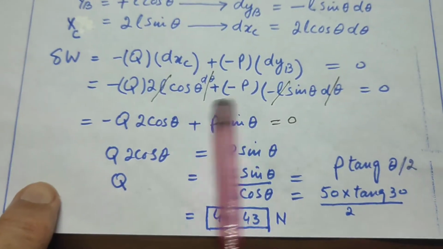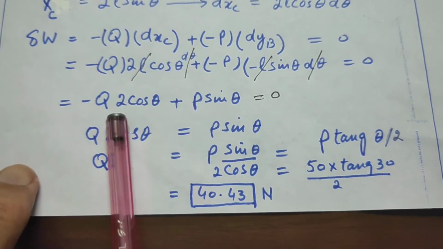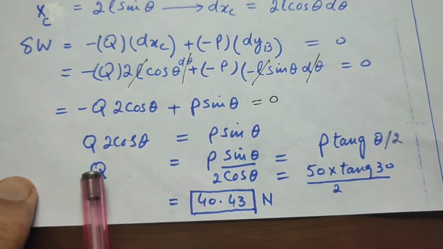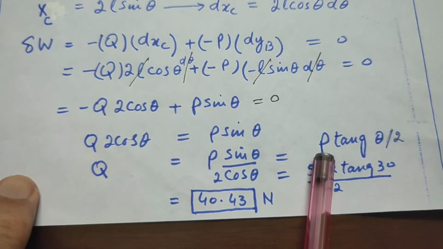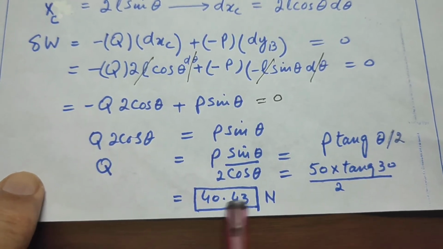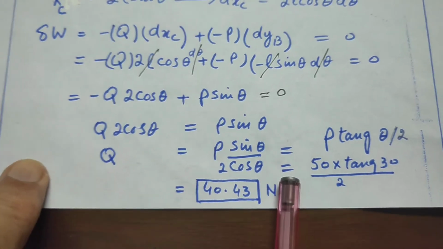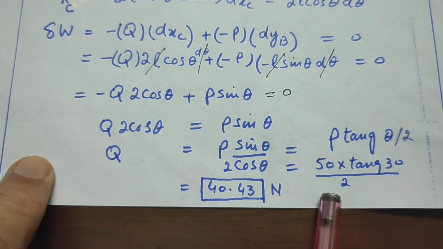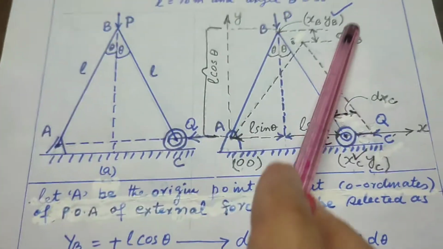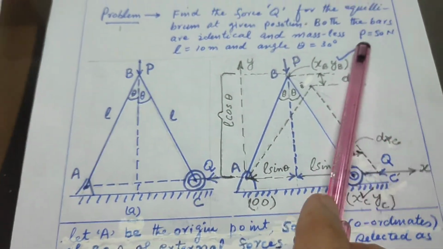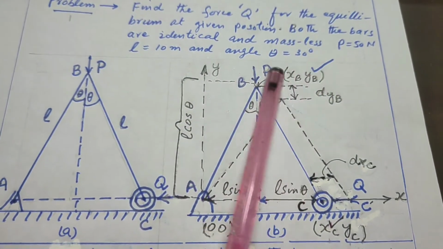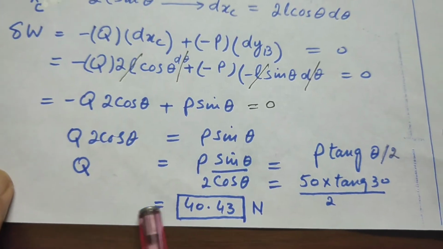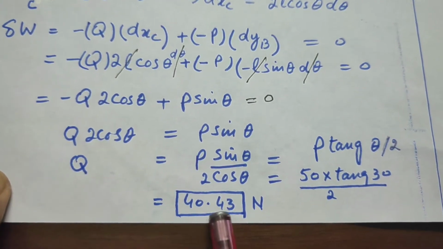Simplifying, we get minus Q into 2 cos theta plus P sin theta equal to 0, and from this Q will be equal to P tan theta over 2. We put the values of P and theta equal to 30, the given values. So the calculation of Q is 40.43 Newton.